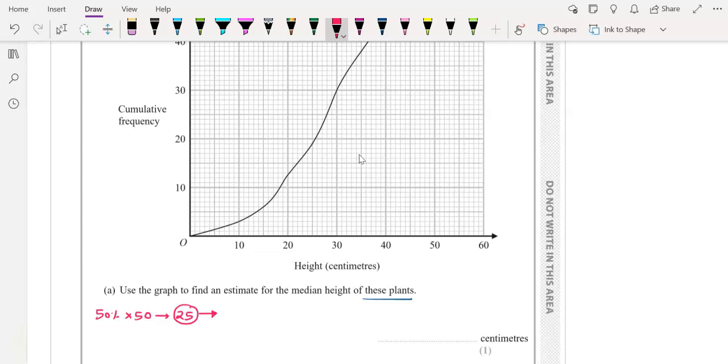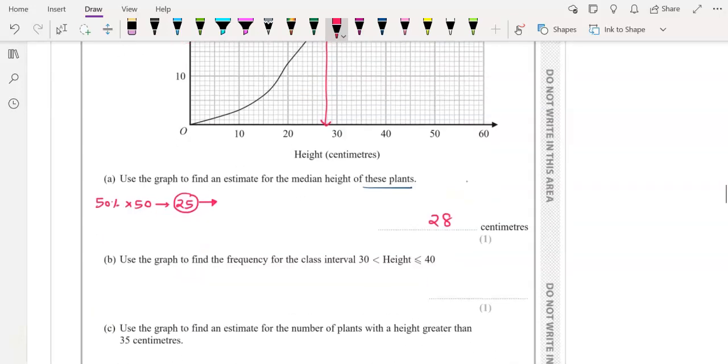So when the cumulative frequency is 25, which is here between 20 and 30, we'll go to your graph and find the corresponding x. So the corresponding value is 28. So your median value is 28 centimeters.